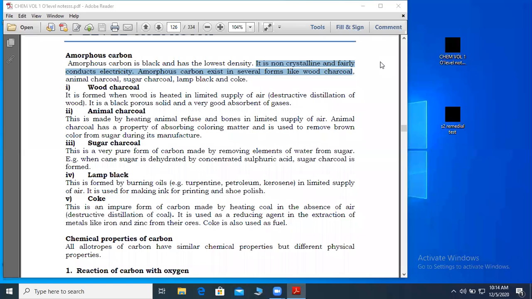Those are the questions we ask. For every form of carbon that is here, ensure that you know its use. Anytime we can ask you. Let us begin with wood charcoal. Wood charcoal, this is the one that you use at home.